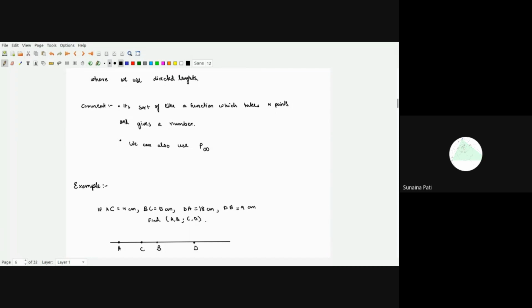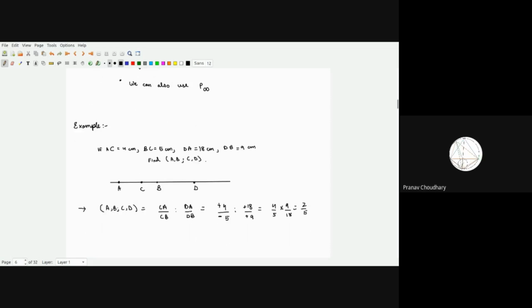Just to get comfortable with cross ratio, I put this question. Also use directed lengths. Once a person is done, you can just tell the answer and we can proceed. -2/5. -2/5. Yeah, it is -2/5.